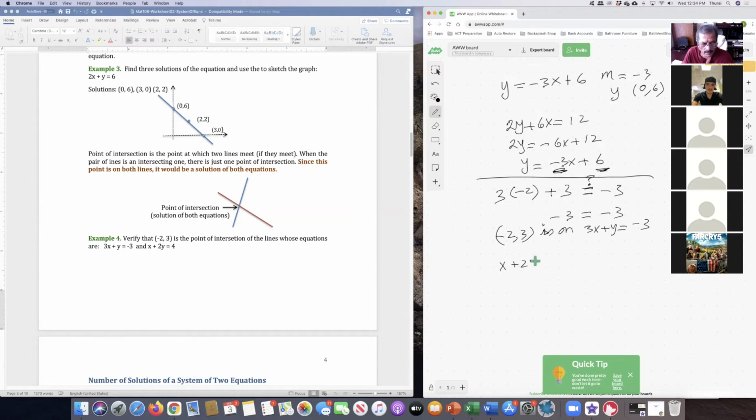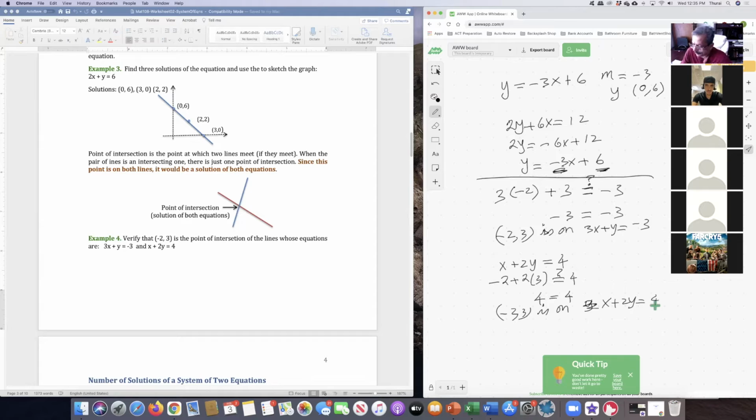Now let's plug it into the second equation, x + 2y = 4. So plugging in x = -2, plus 2 times y, and y is 3, so 2 times 3. Is it going to be equal to 4? -2 plus 2 times 3 is 6, so 6 minus 2 is 4. So 4 equals 4 is true, and therefore (-2, 3) is on the graph of x + 2y = 4 as well. So this point is on both lines.